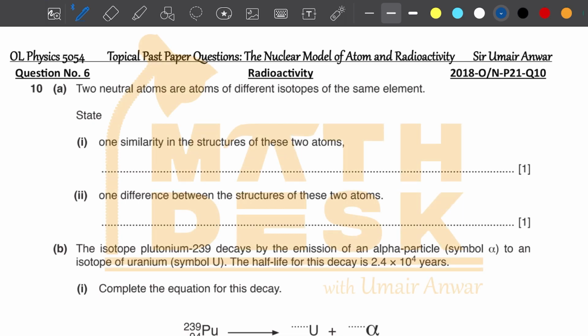Welcome to this tutorial. I will be solving question number 10 of paper 2-1, October-November exam series of 2018. This question is related to radioactivity, and there will be some parts related to nuclear fission also. The question says two neutral atoms are atoms of different isotopes of the same element. State one similarity in the structure of these two atoms.